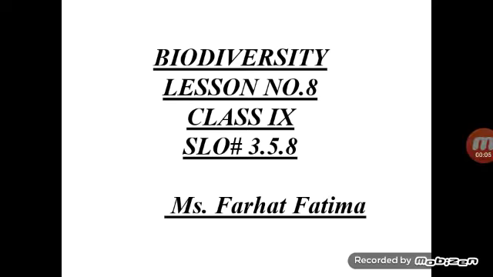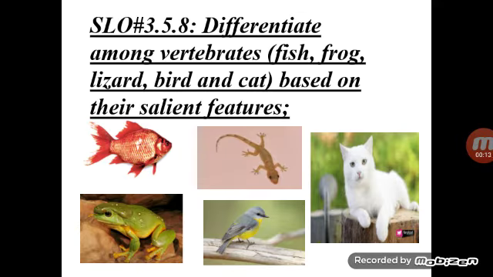Today is our lesson number 8 of chapter Biodiversity. We cover SLO 3.5.8. In this SLO, we are going to differentiate among vertebrate, fish, frog, lizard, bird and cat based on their salient features.